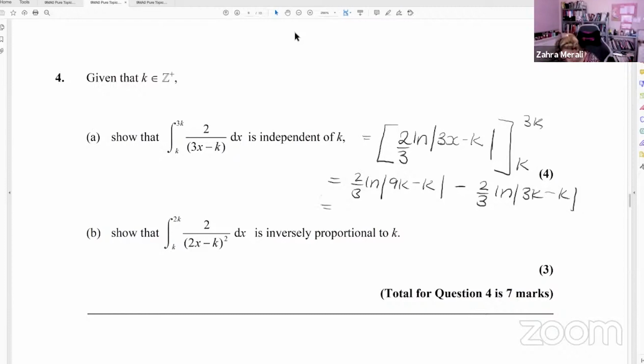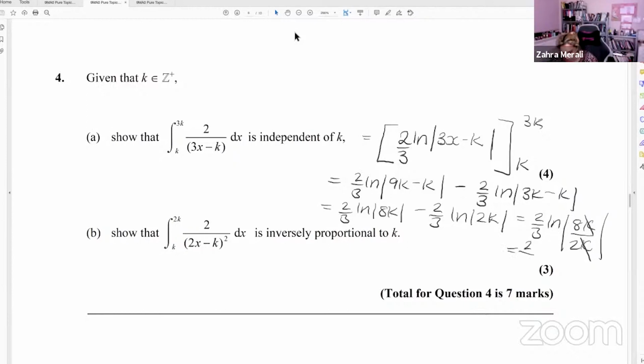And when we do that, we get 2/3 ln 8k minus 2/3 ln 2k. If we take 2/3 outside, the lns we can divide by each other, 8k over 2k, the k's cancel, we get 2/3 ln 4, and we've proved it's independent of k. That just means there's no k in the answer, because we managed to cancel them out using our log rules.